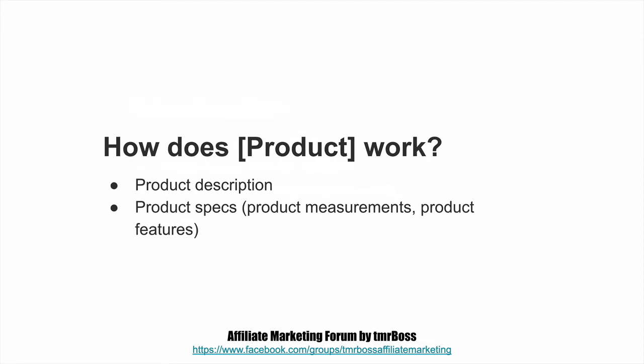The next section is how does the product work? To find out how the product works, you can just do a quick Google search by typing in the product name, right? Depending on the product, you usually find a manufacturer page or Amazon page. And this section of the review is devoted to describing the product and how it works. You may want to mention what problems the product can supposedly solve and how it may help your reader. It's a good idea to include a bullet list that consists of the product specifications, such as product measurements, product features, etc.